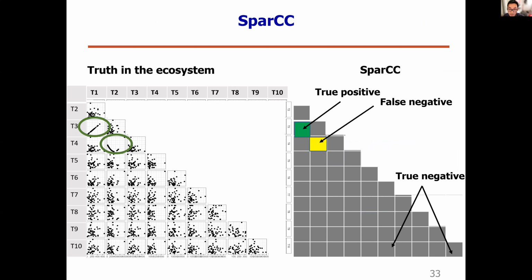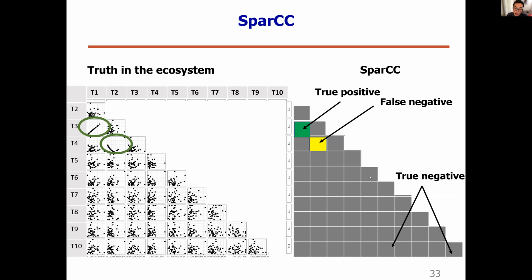However, because of its design, the underlying methodology, it failed to detect the quadratic relationship as well. So it has ended up with a false negative block here. But SPAR-CC has much better performance in controlling the false positives as compared to applying the Spearman correlation directly.